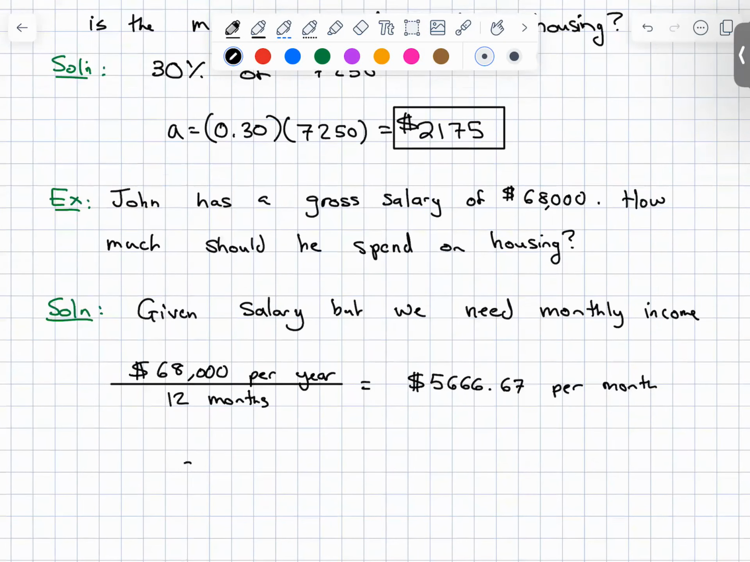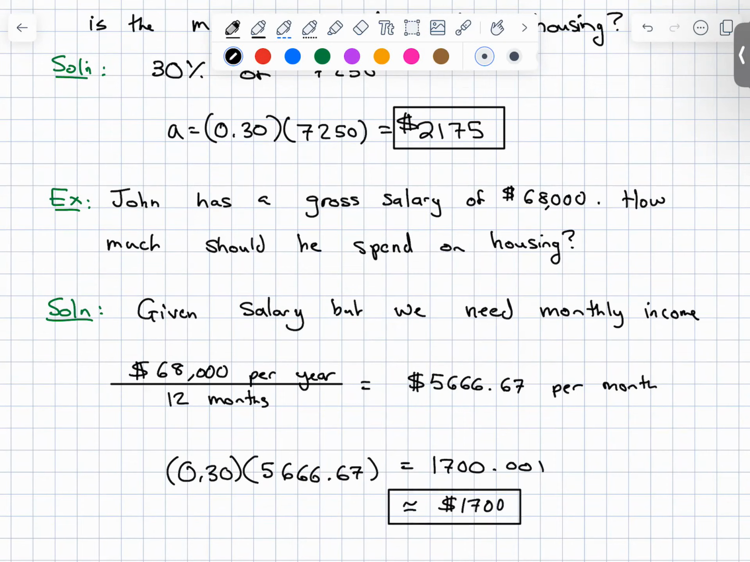So 0.30, 30% of his gross monthly income. So 30% of 5666.67 gives me $1,700 and 0.001. So that's approximately $1,700 if we round to the nearest cent. So rounding to the nearest hundredth place, you'll get that.